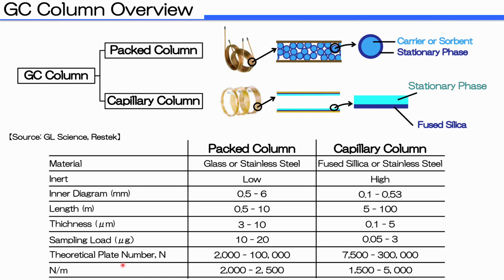And this theoretical plate number is related to the column separation, and the higher this number is, the better the separation will be. And generally capillary column is better than packed column, and packed columns are still used for some specific analysis, but for the VOC measurement, capillary column is the one that is used most of the time. So I would like to explain more about capillary column in more detail.